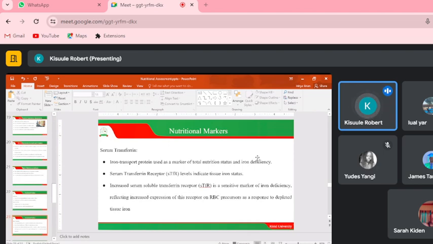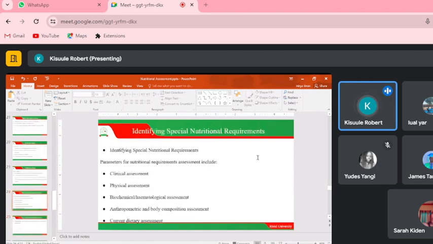Other nutritional markers: we have serum transferrin, an iron transport protein used as a marker for the total nutrition status of iron deficiency. The transferrin receptor levels indicate tissue iron status, and an increased serum soluble transferrin receptor is a sensitive marker in iron deficiency. With its increase, it shows that iron is being depleted from the tissue.